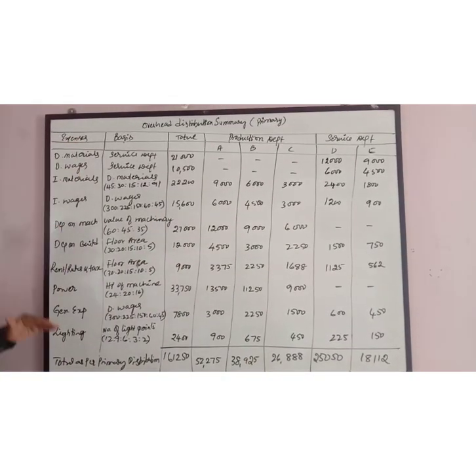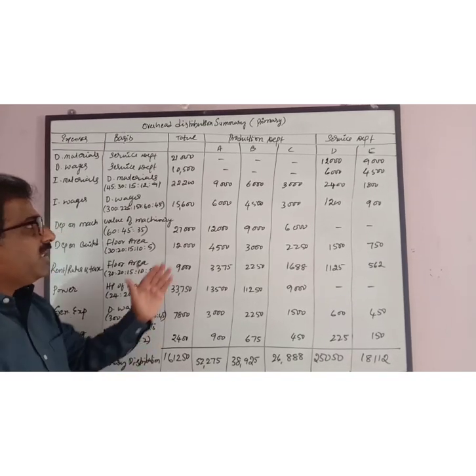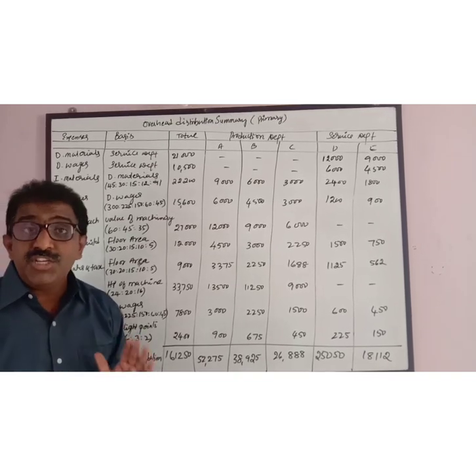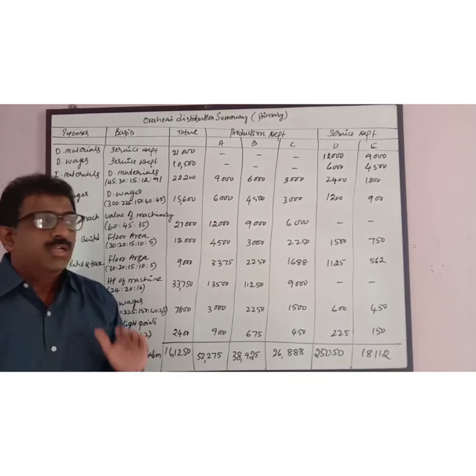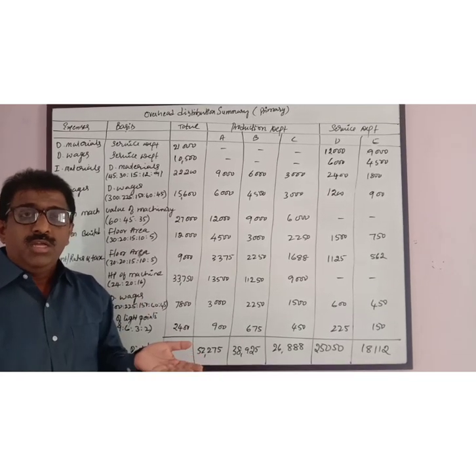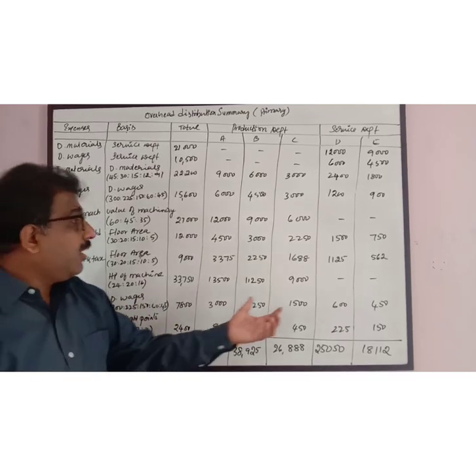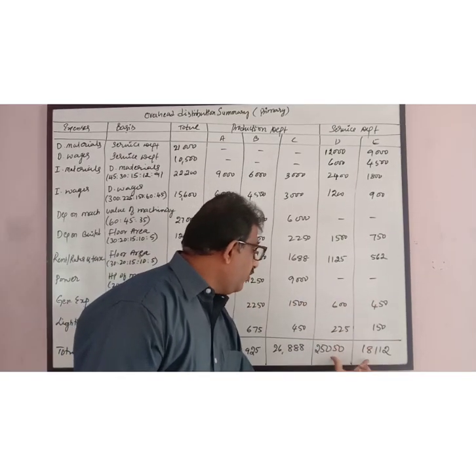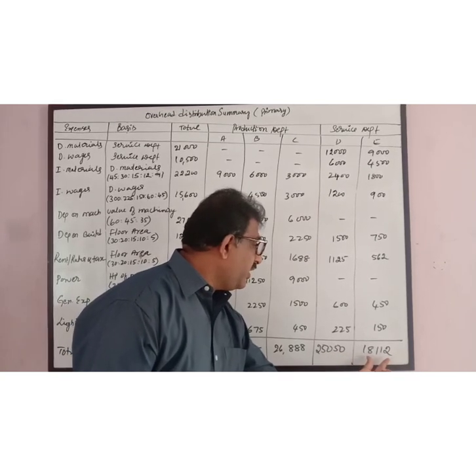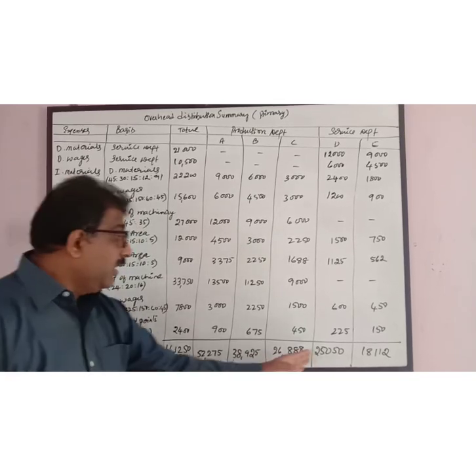So this is how we apportion the various expenses of the production and service departments, which is called the primary distribution summary. So I think you understood this concept well. In my next video, I am going to teach you how to reallocate or apportion this service department overhead, total 25,050, 18,112 to the various production departments.